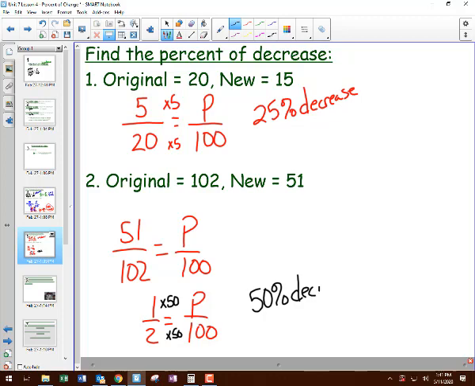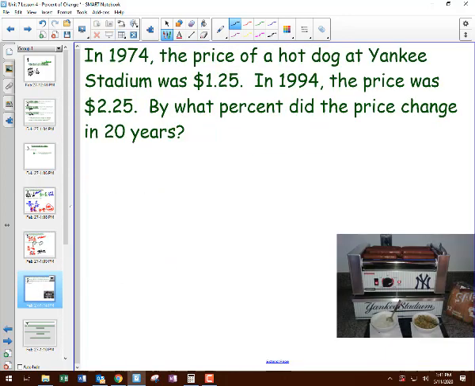Let's analyze that for just a second before we move on. A 50% decrease is going to mean that it's basically cutting in half. We started at 102. We ended up with half as much. That's a 50% decrease. In 1974, the price of hot dogs at Yankee Stadium was $1.25. In 1994, the price was $2.25. By what percent did the price change in 20 years?